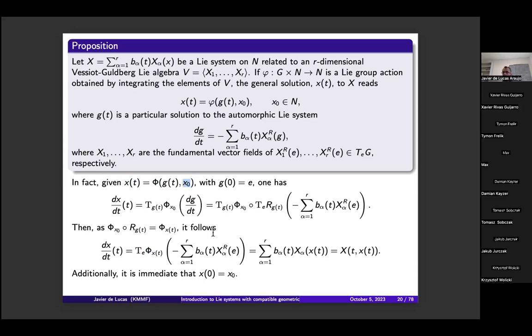What have we obtained? That the general solution to the original Lie system can be obtained by means of the automorphic one, by means of different particular initial conditions. So this is why this is so important.